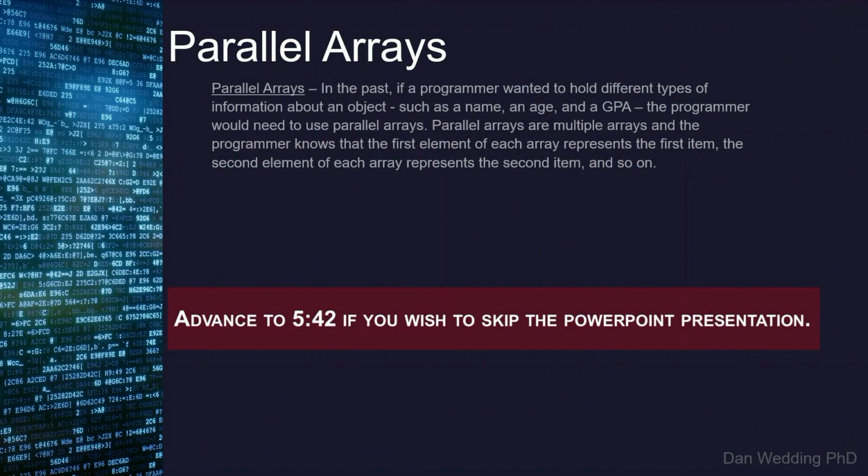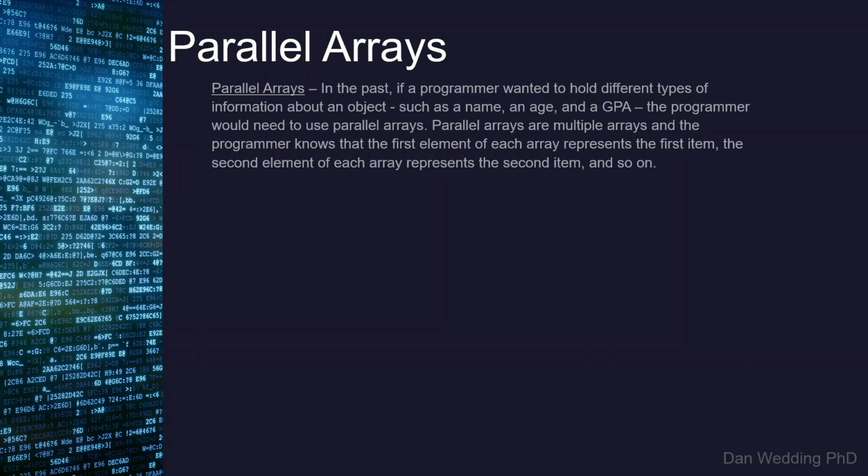In the past, if a programmer wanted to hold different types of information about an object, such as a name, an age, and a GPA, the programmer would need to use parallel arrays. Parallel arrays are multiple arrays, and the programmer knows that the first element of each array represents the first item. The second element of each array represents the second item, and so on.